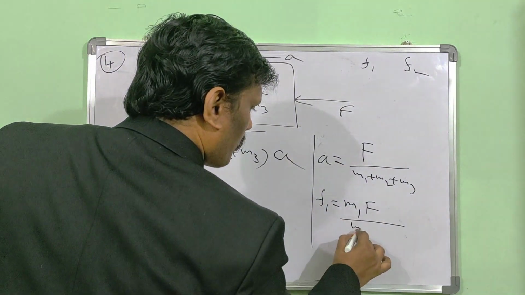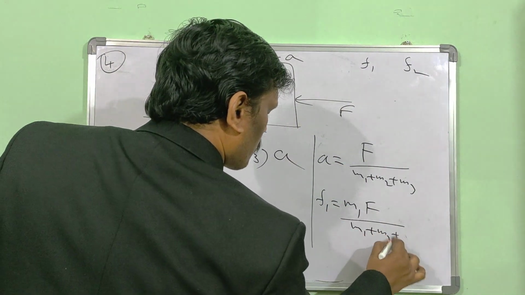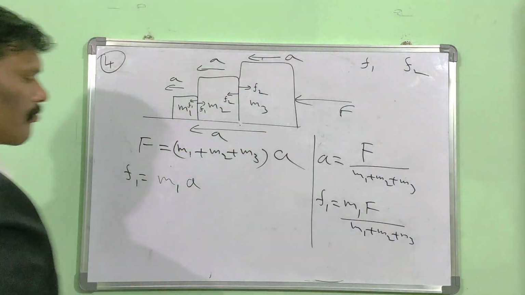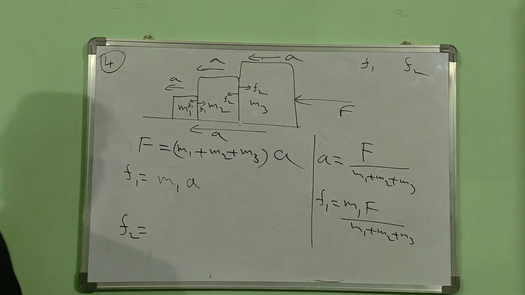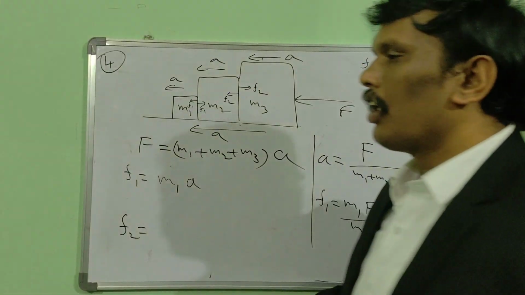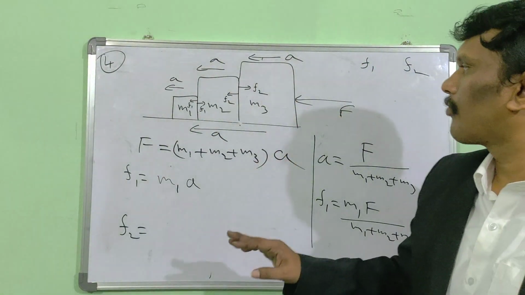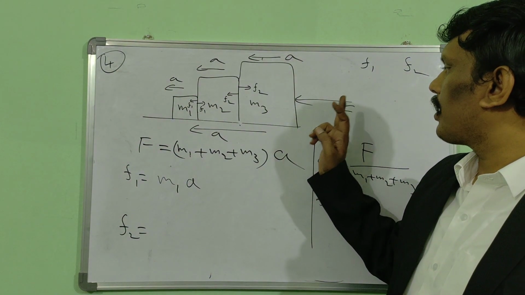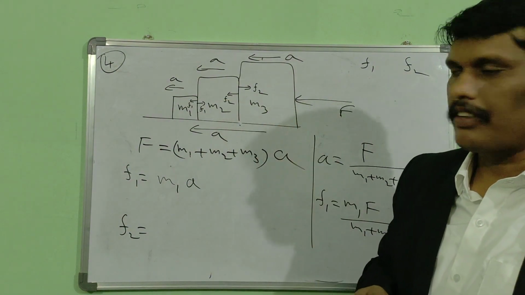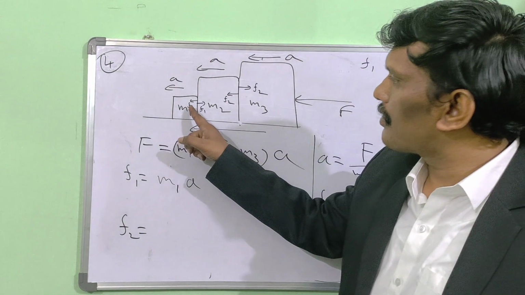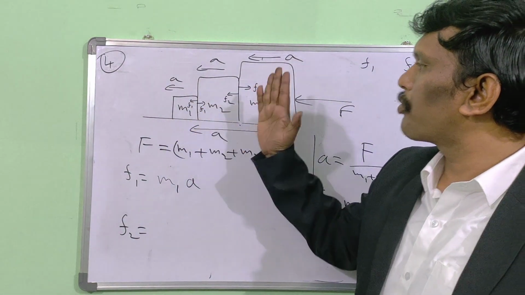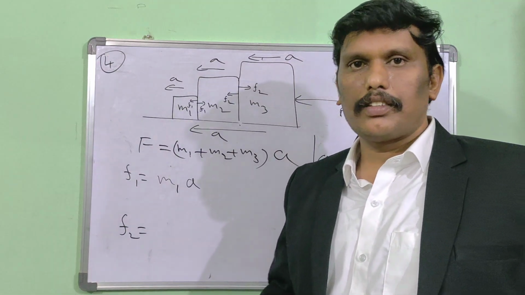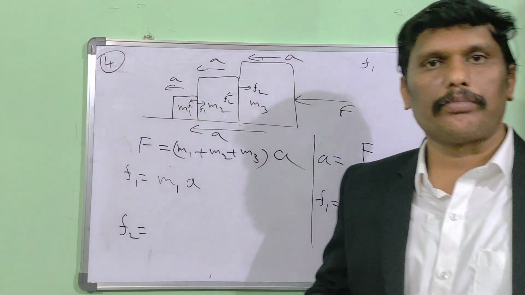F by M1 plus M2 plus M3. That's all. Suppose you want to calculate F2. How to calculate? Observe here. At the second contact, you need to observe in the direction of force, F2 I need to consider. Here also I consider this F1. In the direction of force, F1 I need to consider. That F1 pushes how many masses I need to consider. That is the most important logic you need to remember.